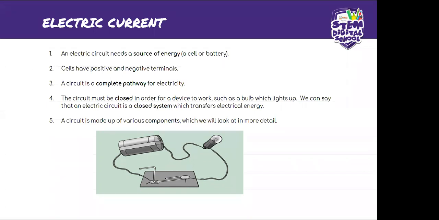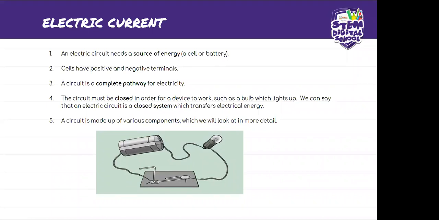We can say that an electric circuit is a closed system which transfers what? Electrical energy. So this is where the topic comes in. We are talking about energy transfer in an electrical system. So in an electrical system, the circuit diagram or the circuit is a basic illustration of that. It's closed when the key is on, and when it's on, the bulb will light.